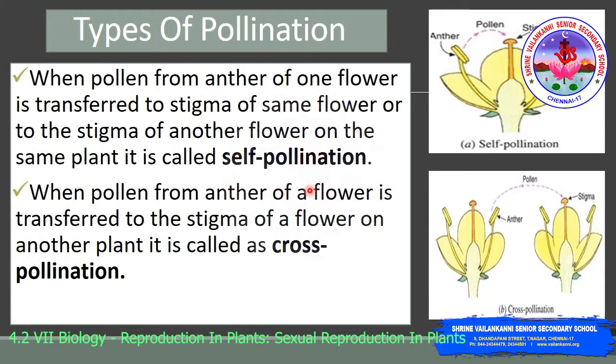Pollination is of two types, which are self-pollination and cross-pollination. When pollen from the anther of one flower is transferred to the stigma of the same flower or to the stigma of another flower present on the same plant, it is called self-pollination, as you can see in this picture. Whereas, when the pollen from the anther of a flower is transferred to the stigma of a flower present on another plant, it is called cross-pollination, as you can see in this picture.